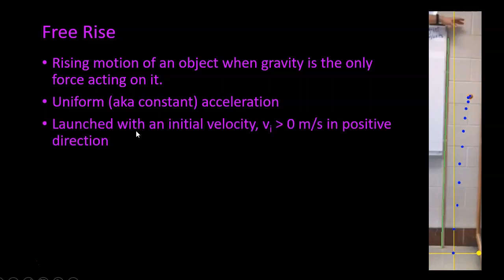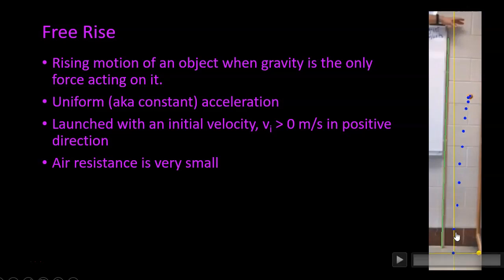For free rise to occur, the object has to be launched with an initial velocity greater than 0 in the positive direction. As with free fall, when we have free rise, we're assuming the air resistance is very small, small enough that we can ignore it. Notice, as time goes on, these dots represent every 5/100ths of a second, and we can see initially the displacement or change in position during the first 5/100ths of a second is pretty large, but as time goes on, the displacement gets smaller and smaller, and eventually the ball briefly comes to a stop at its peak height.